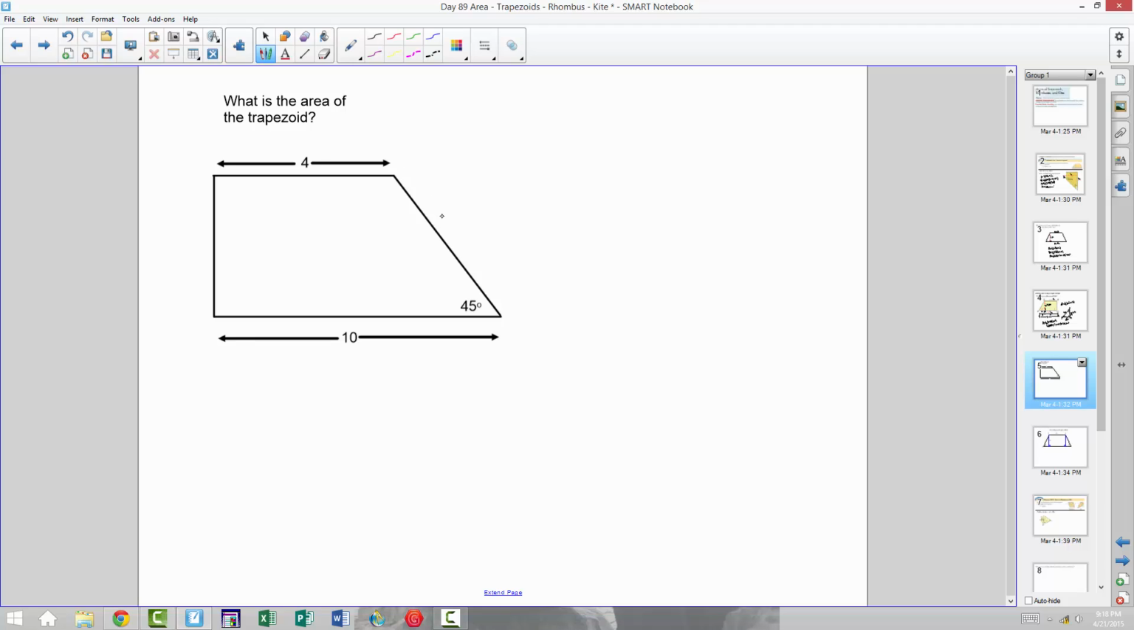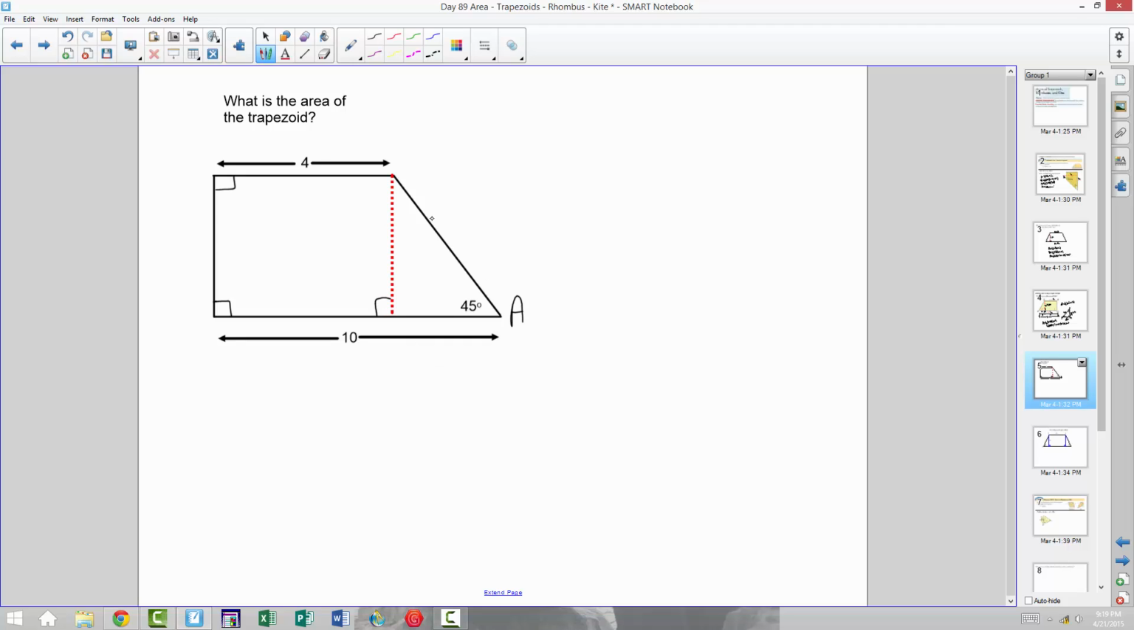What's the area of the trapezoid? I'll put in that this is a right trapezoid. I don't have a height, so I'm going to draw one in. Notice that I always draw in my height so that I create a right triangle.